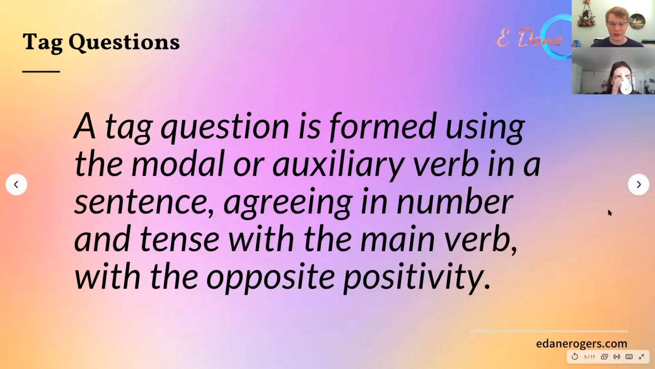So we'll do this towards the end, because I'm sure you've studied this grammar before. A tag question is formed using the modal or auxiliary verb in a sentence. So we're going to grab the modal or the auxiliary in the tag question. It agrees in number and tense with the main verb. So the same plurality or singularity and in the same tense. But it has the opposite positivity. So if it's negative in the sentence, it's positive in the question. If it's positive in the sentence, it's negative in the question.